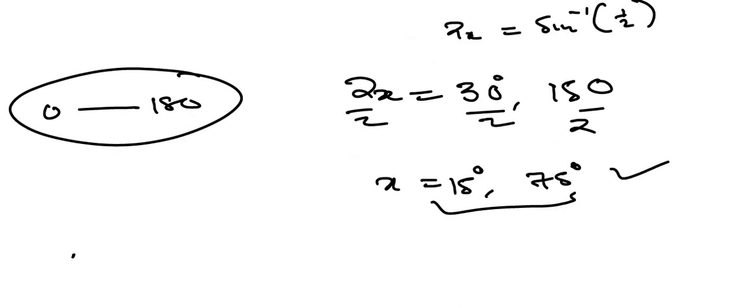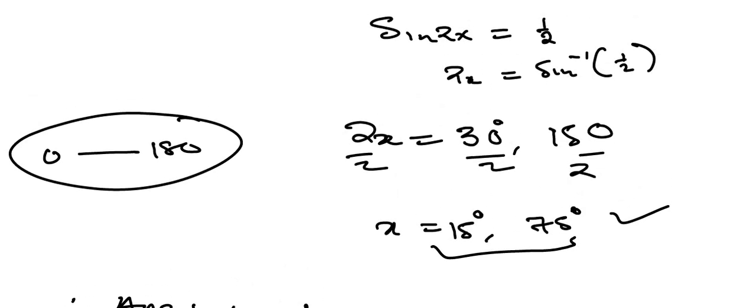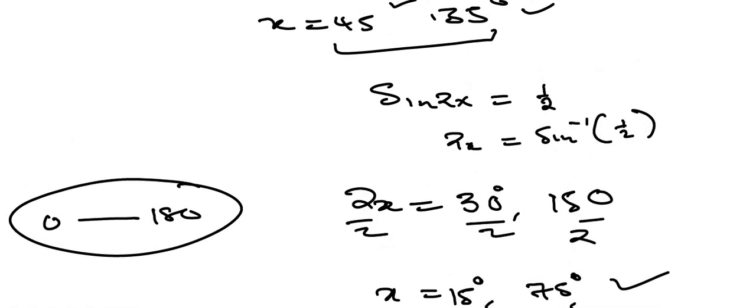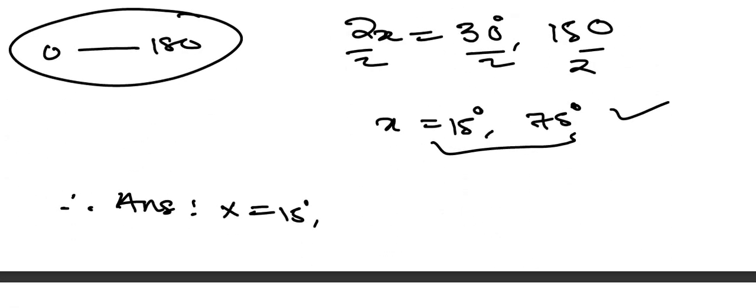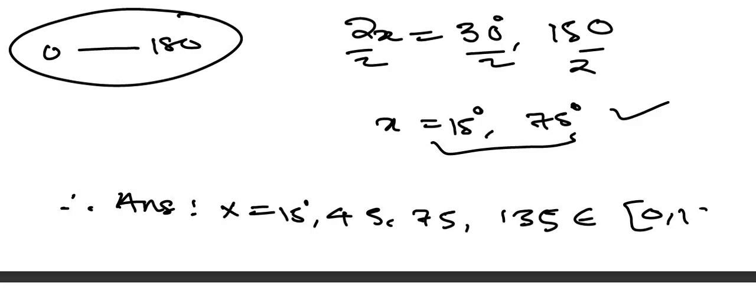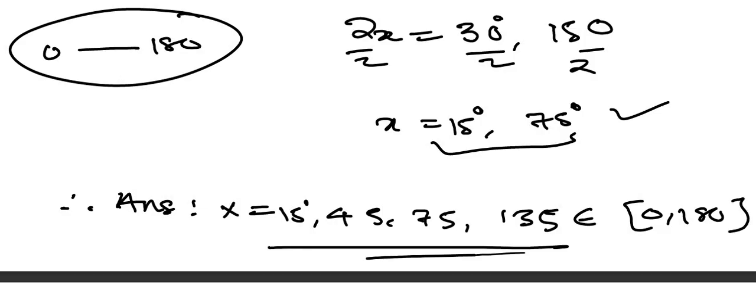So you write properly. You say your answer, x should either be 15 degrees, then we've got 45, then there's 75, then there's 135. They all belong in the interval 0 to 180. This is your answer here. So that marks the end of question 1.